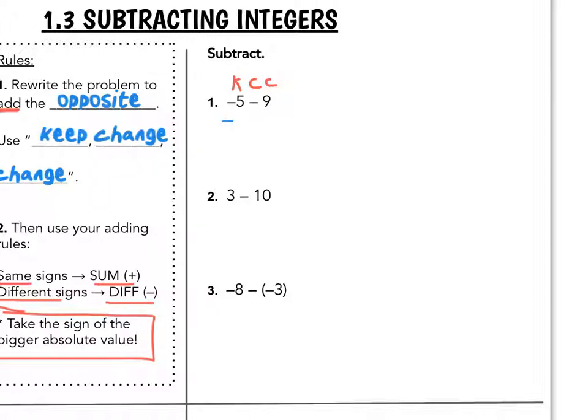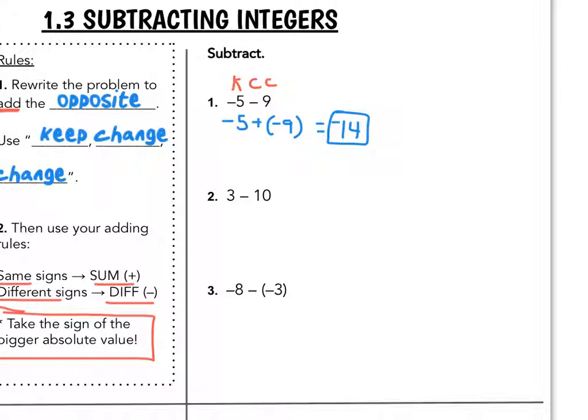So again, you keep the first integer, you change the subtraction to addition, and then the second integer is 9. You're going to change that to the opposite of 9, so that's going to be -9. I'll put parentheses around it because it's a negative following an addition problem. Now we can use our adding rules to add these two integers. -5 plus -9. If they're the same signs, we add them, we find the sum, so that's going to be 14, and then we take the sign of the bigger absolute value, so it's -14. So here's our answer.